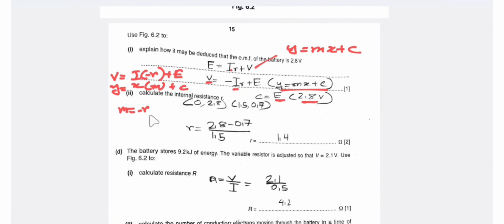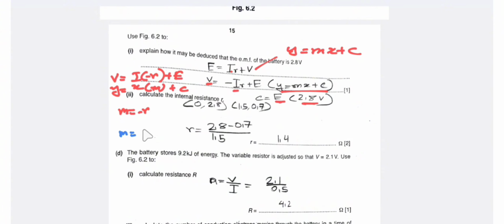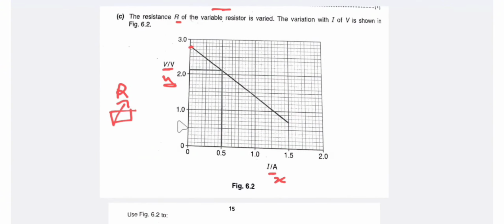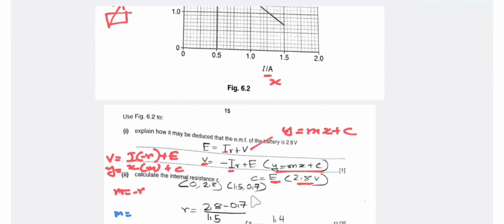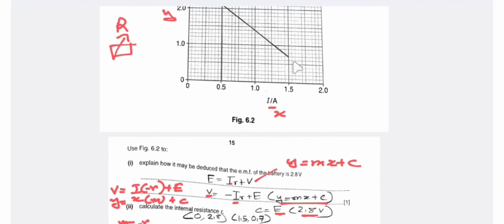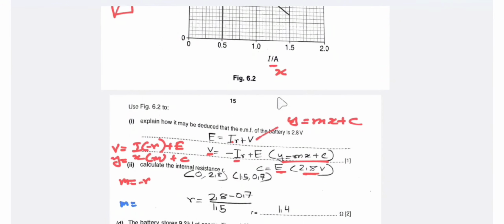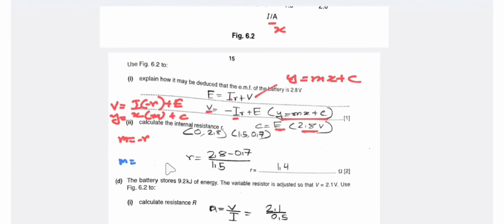So the gradient is negative of internal resistance. So what is the gradient? M is equal to... our initial point is 0 on the x-axis and 2.8 on the y-axis. So 0 and 2.8, and let's consider another point, 1.5 on the x-axis, and what is the y-axis? It is 0.7. So 0.7. So what is the gradient?